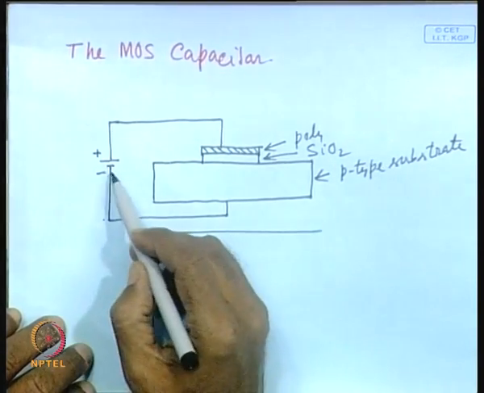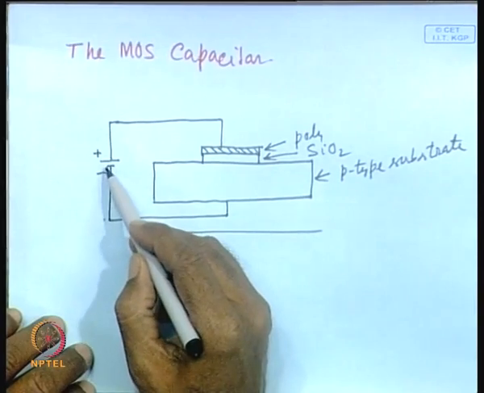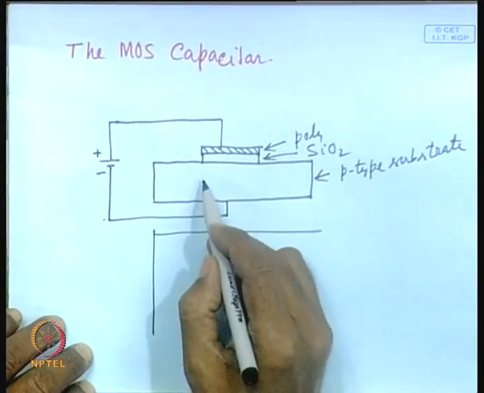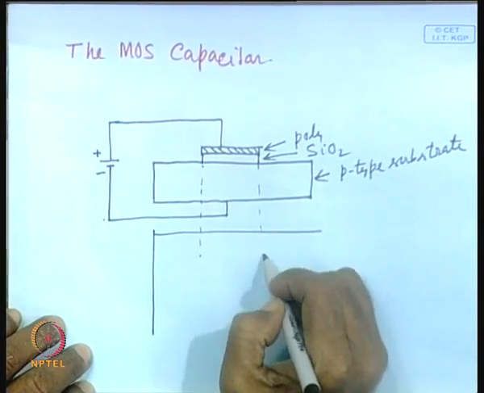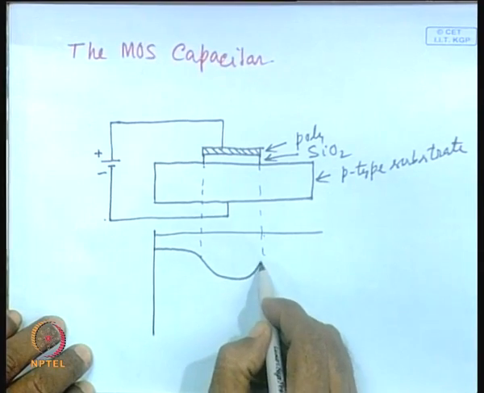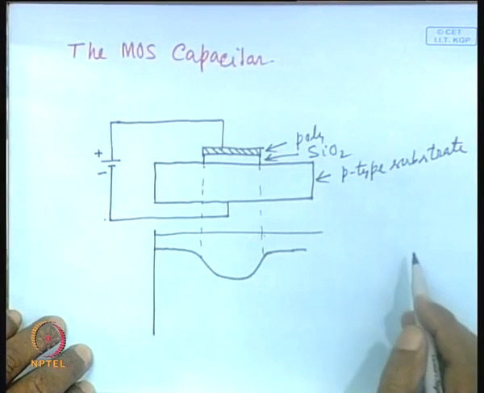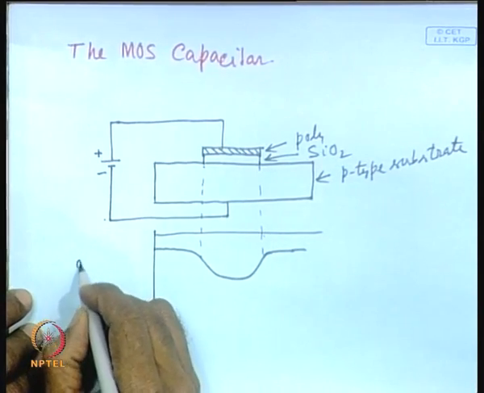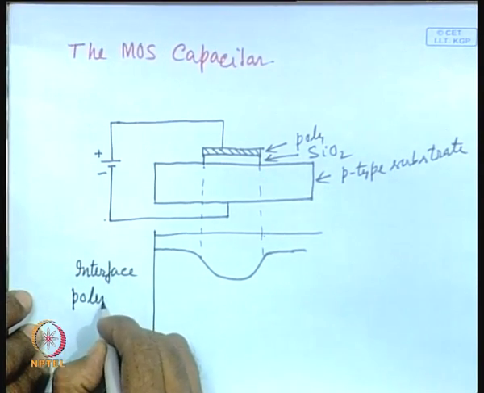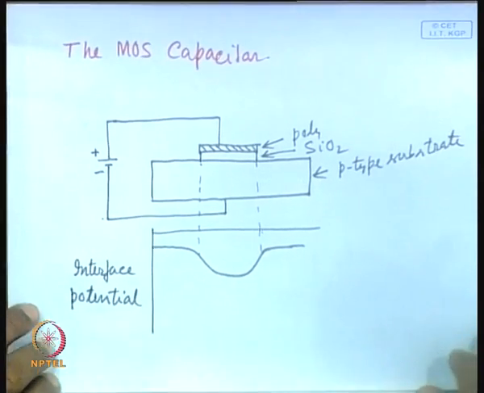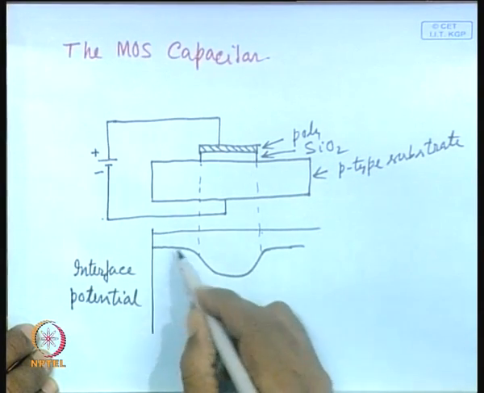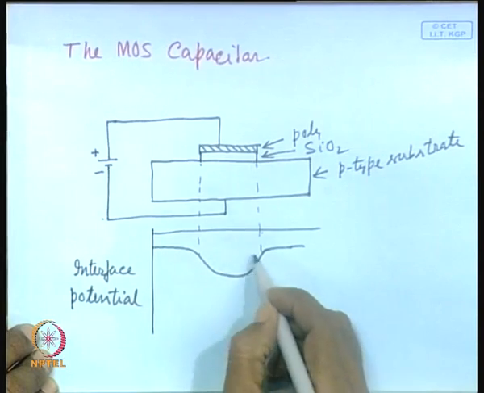First of all, whenever you apply a voltage, it will create some potential distribution in this substrate. It will be somewhat like this. So, we can map it within this. This is the potential distribution, and we can say this is the interface potential. Here, as you can see, this potential distribution has taken the shape of a container. So, this is the container where charge can be stored.